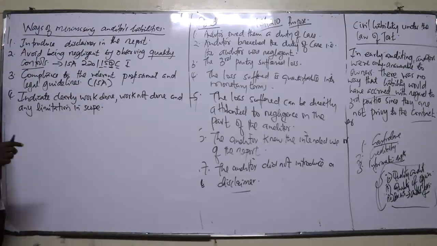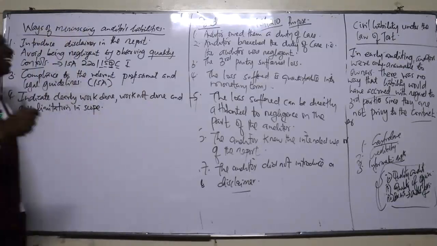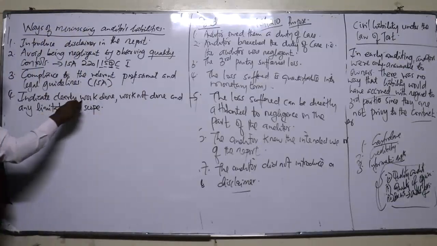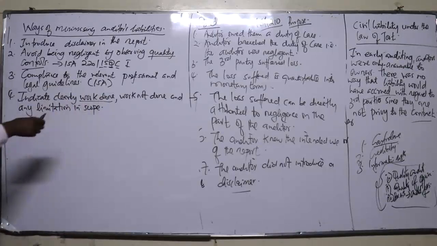paragraph number four, where we do the introduction, we always start by saying we audited the books of accounts of KCE Limited. Actually, we don't indicate books, we highlight which books. We audited the balance sheet, the income statement, the cash flow statement of KCE Limited. That's indicating clear work done, so that any intended user would know it's an auditor's report because we audited.